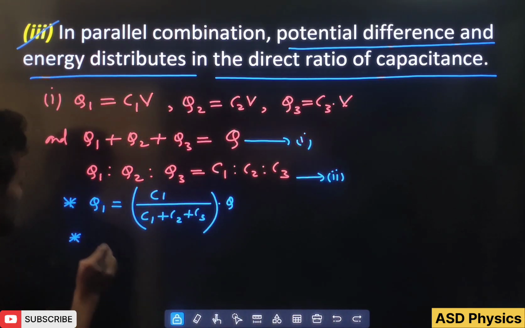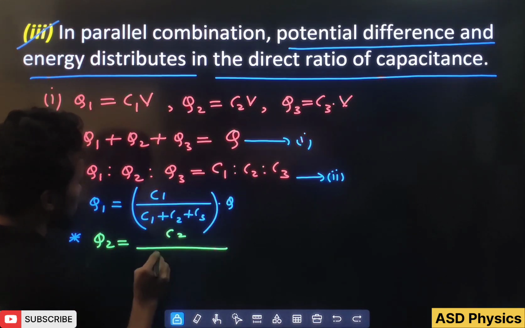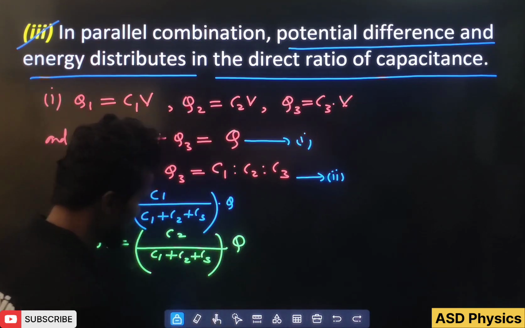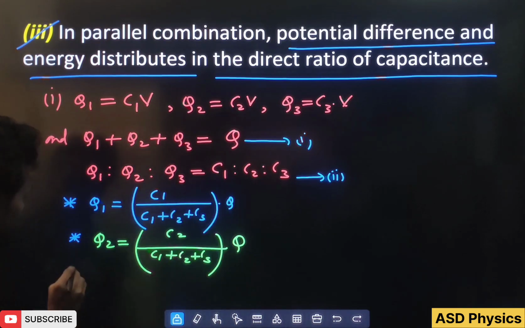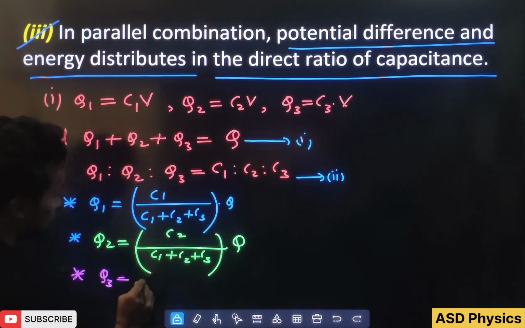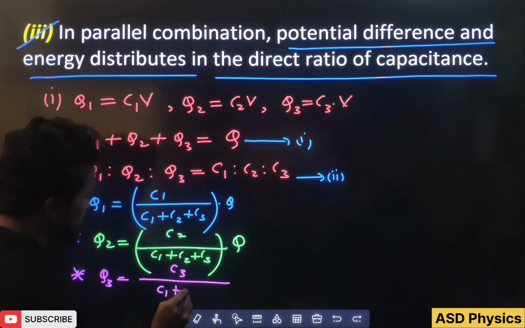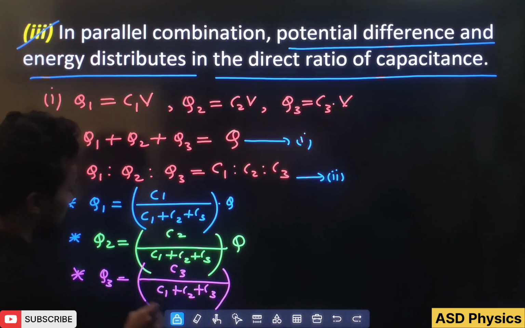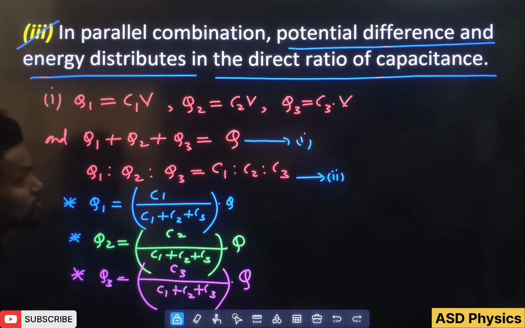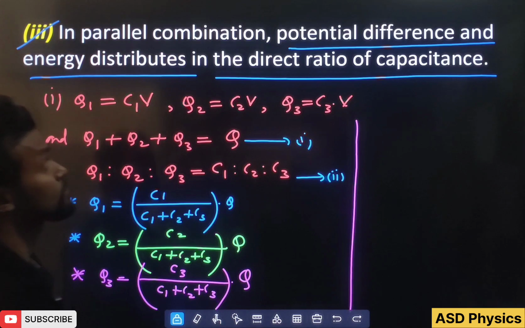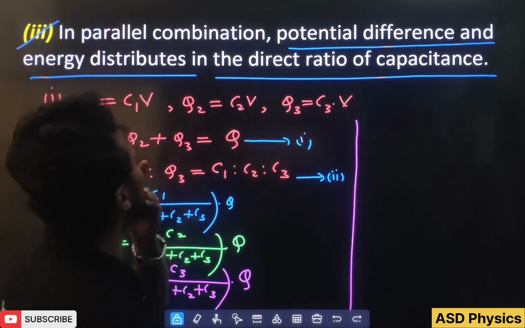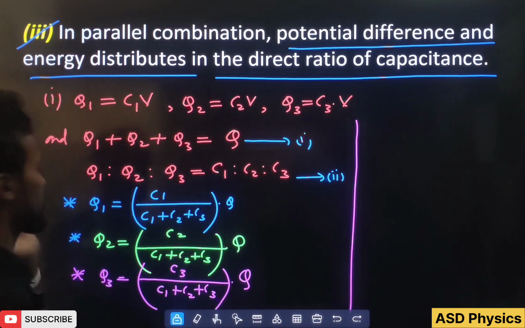Similarly, Q2 will become C2 by C1 plus C2 plus C3 into Q. Next one, Q3 will become C3 by C1 plus C2 plus C3 into Q. So this one we have done for the charge. Q1, Q2, Q3 we have got here. And in the question they also asked about potential difference.